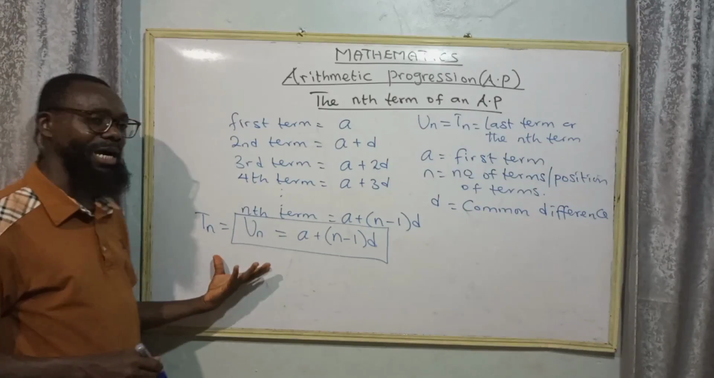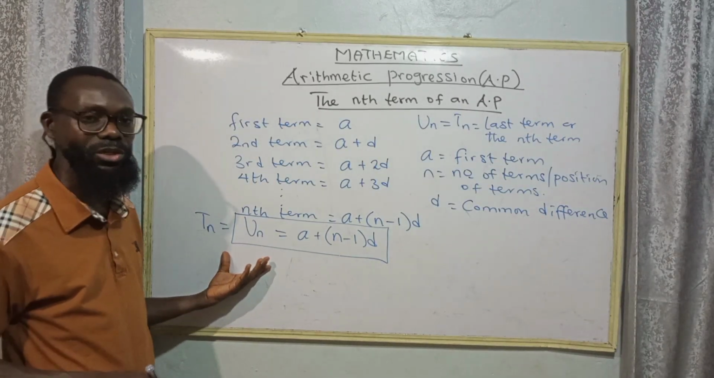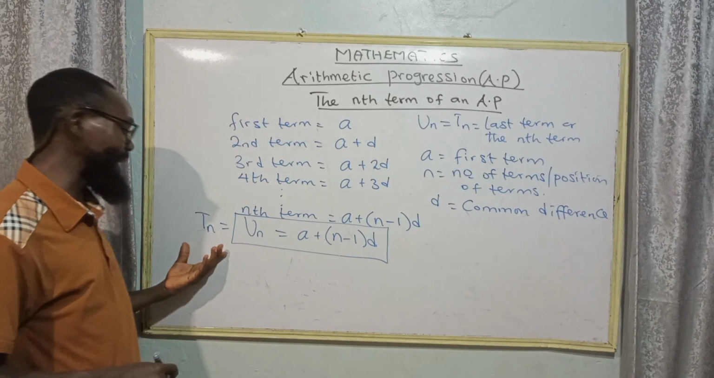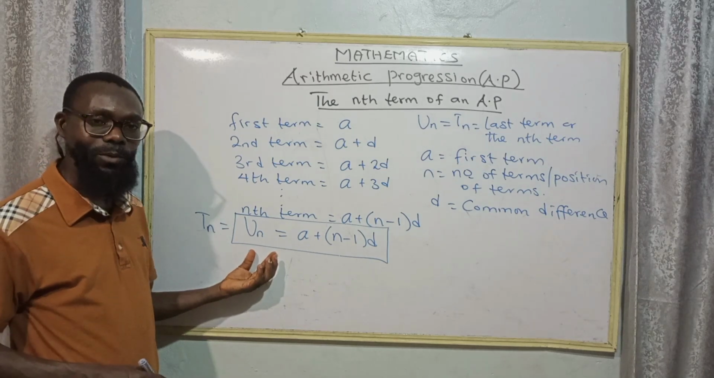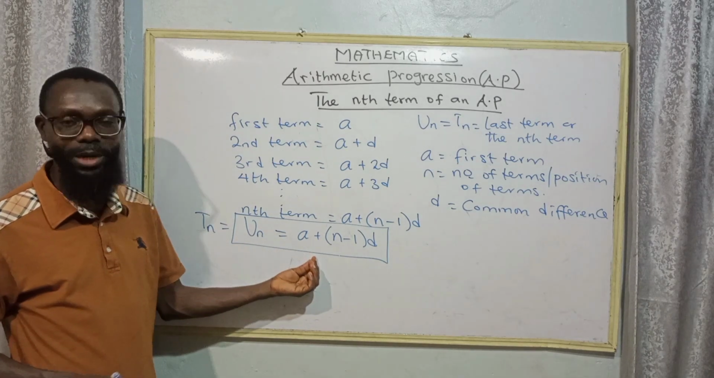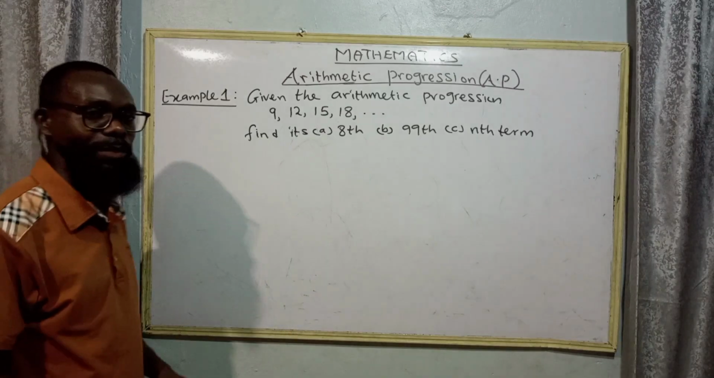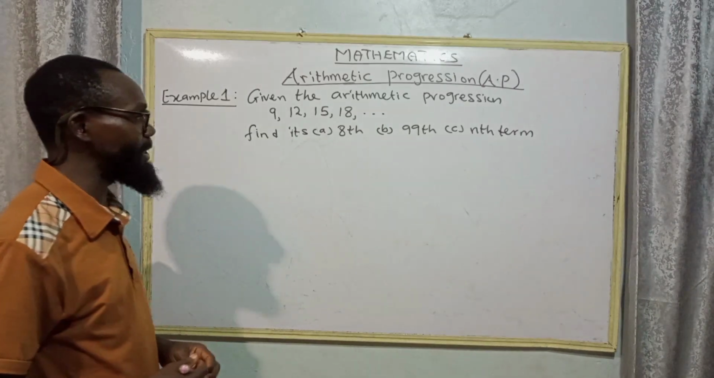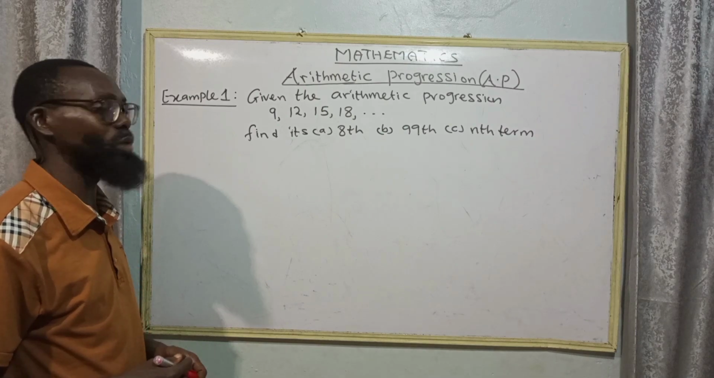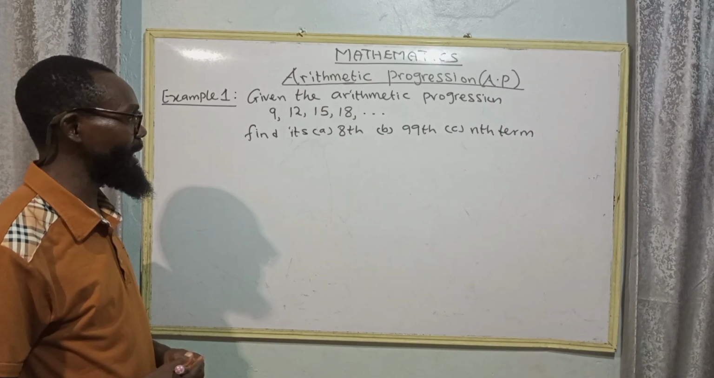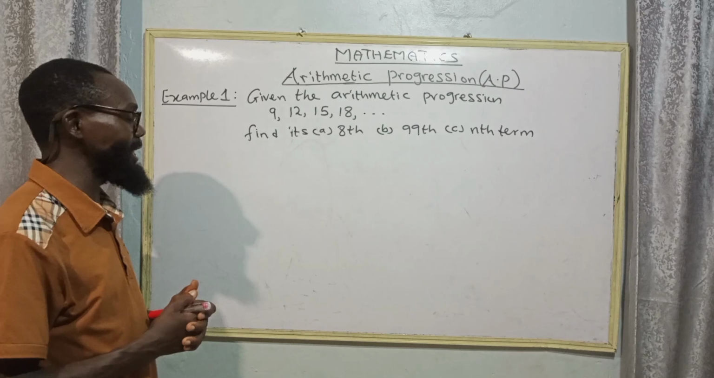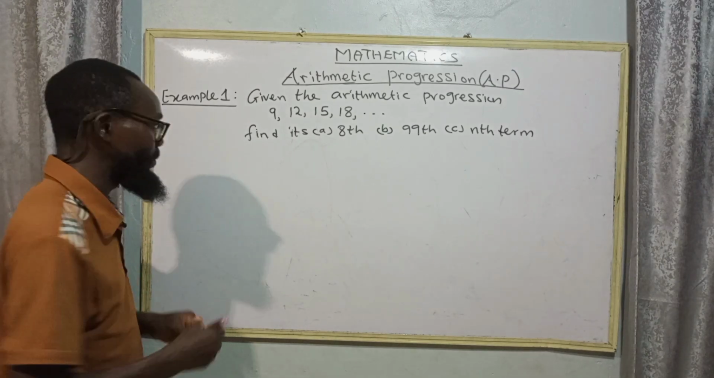So this formula will be used in our calculation for today. Tn or Un equals A plus, open your bracket, n minus 1, close bracket, D. Example 1. Find the arithmetic progression 9, 12, 15, 18, and so on. Find its (a) 8th term, (b) 99th term, and (c) nth term.